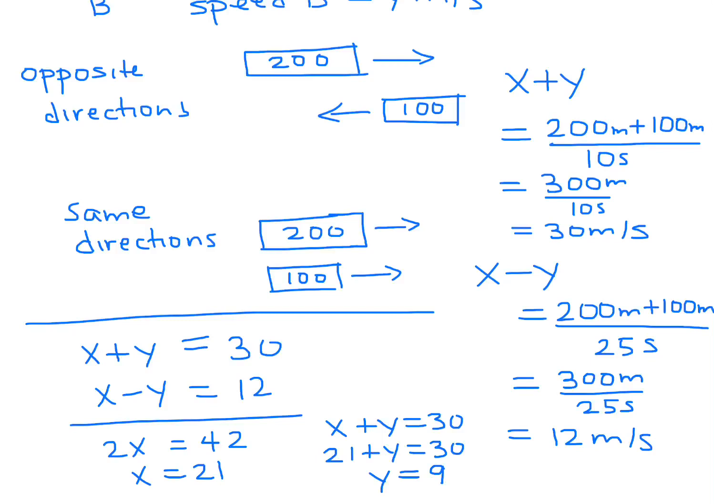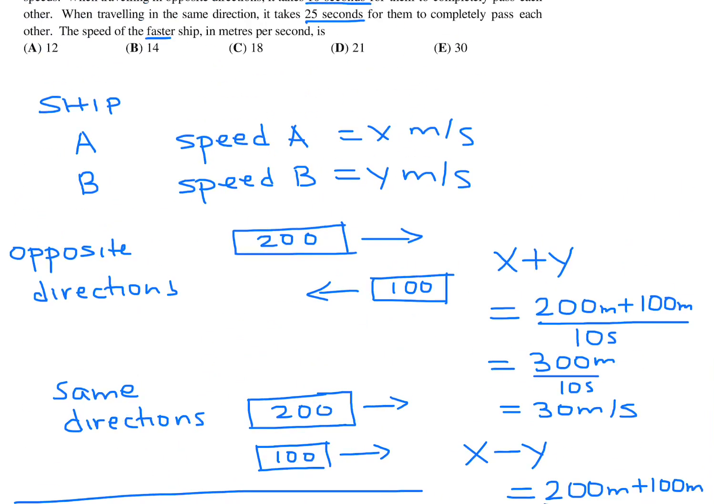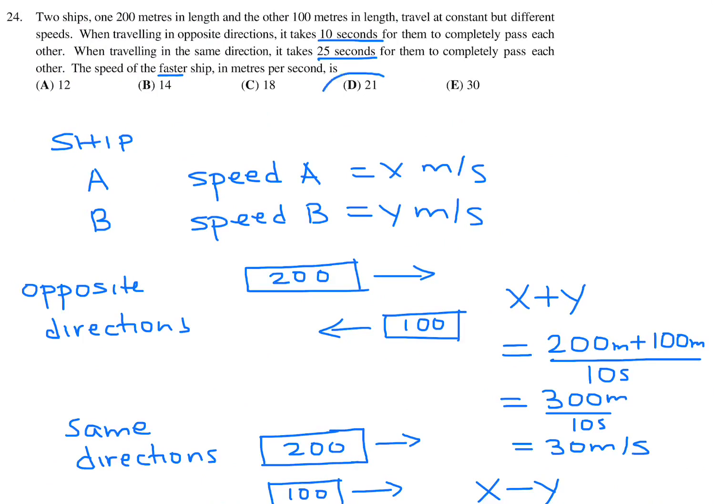So the faster of these two ships is 21, this one right here. So that would give you answer D.